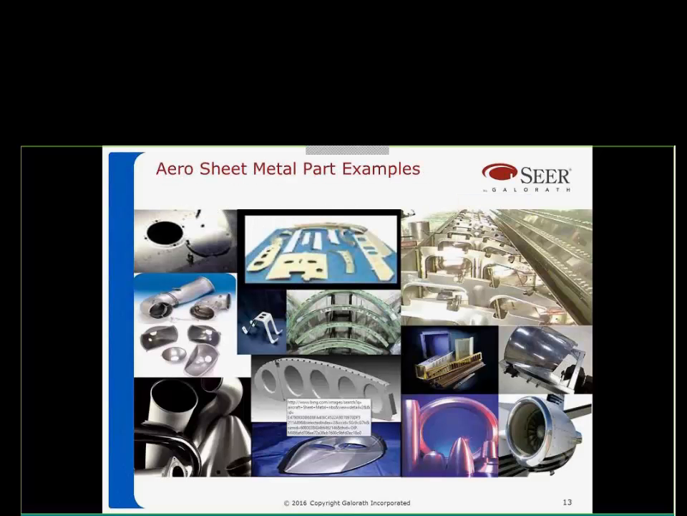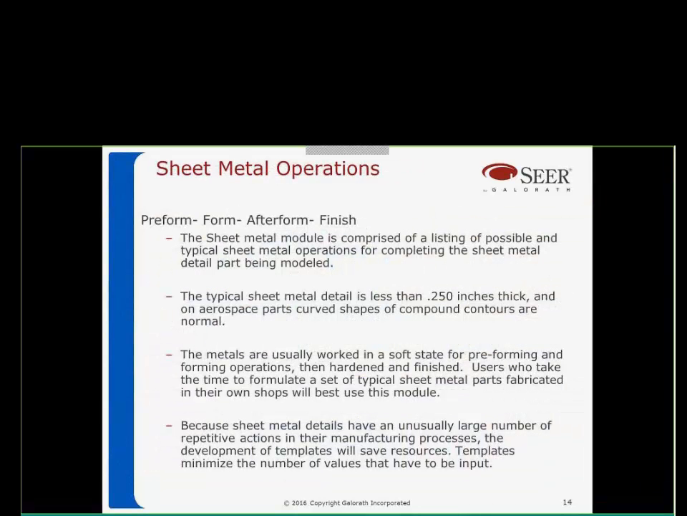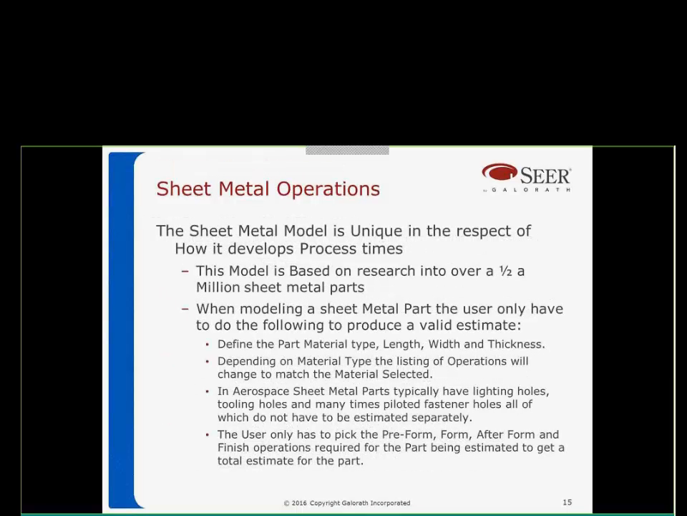Now, the Aero Sheet Metal portion is dedicated to aerospace type parts, and it is sectioned off the same way with preform, form, after form, and finish. It typically will use parts of 250 thickness and down, so anything over that typically is a machine part. The thing to remember about the Aero Sheet Metal model is that it was based on over 500,000 parts.